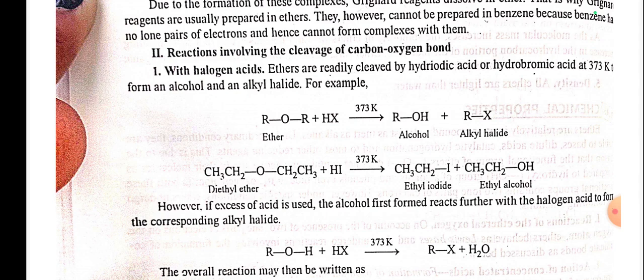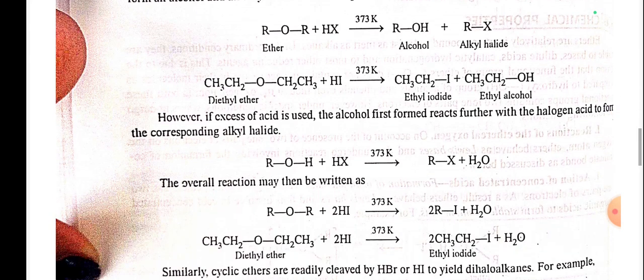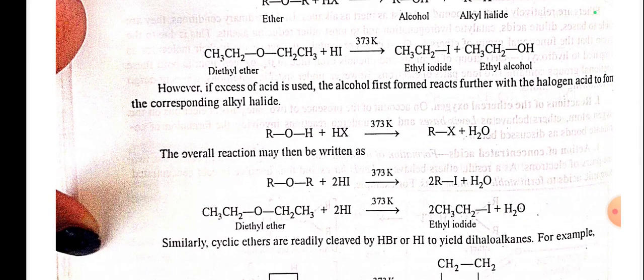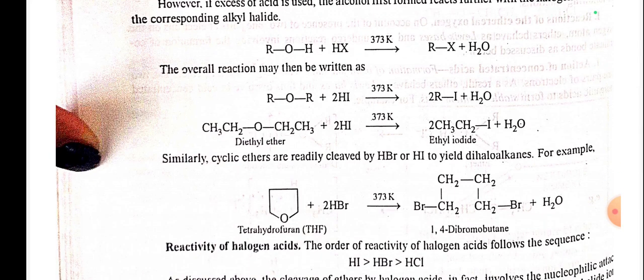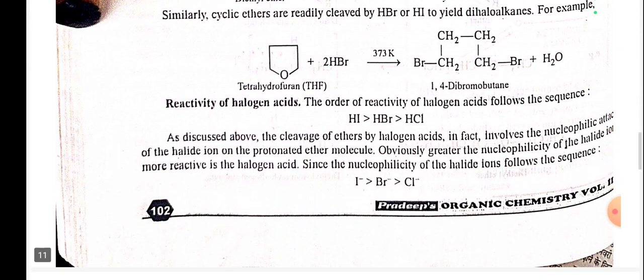Ethers are readily cleaved by hydriodic acid or hydrobromic acid at 373 Kelvin to form an alcohol and alkyl halide. For example, ether plus HX gives alcohol and alkyl halide. However, if excess of acid is used, the alcohol first formed reacts further with halogen acid to form the corresponding alkyl halide. The overall reaction may then be written as ROR plus 2HI gives 2RI plus H2O. Diethyl ether plus 2HI gives ethyl iodide plus H2O. Similarly, cyclic ethers are readily cleaved by HBr or HI to yield dihaloalkanes. For example, tetrahydrofuran (THF) plus 2HBr at 373 Kelvin gives 1,4-dibromobutane plus H2O. Reactivity of halogen acid.